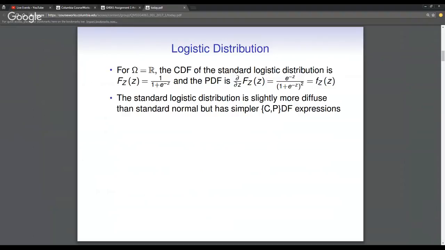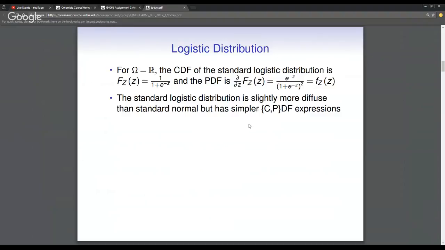So the standard logistic distribution, it's centered at 0, it's symmetric. So in that sense, it's similar to the standard normal distribution. It's a little bit more spread out than a standard normal distribution. But one of the main virtues of it is it has relatively simple expressions for the CDF and the PDF, whereas the CDF for the standard normal involved that infinite summation and the double factorial and all sorts of stuff like that. This is a little bit easier to work with mathematically.